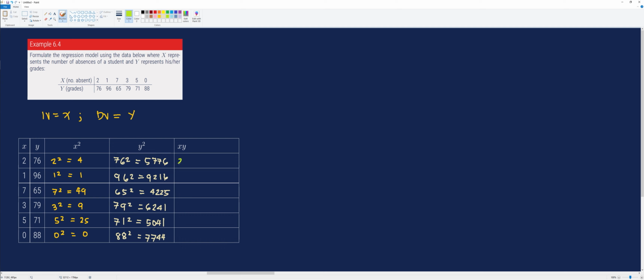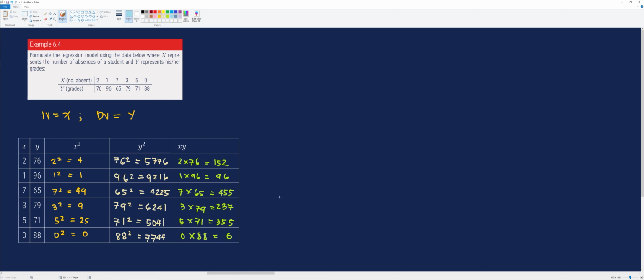Next, 2 times 76 is equal to 152. 1 times 96 is equal to 96. 7 times 65 is equal to 455. 3 times 79 is equal to 237. 5 times 71 is equal to 355. And 0 times 88 is equal to 0.